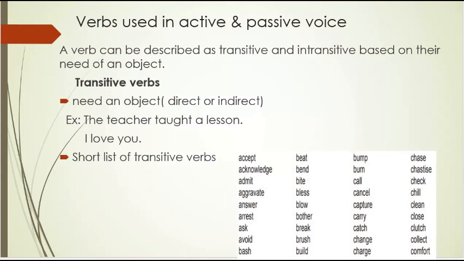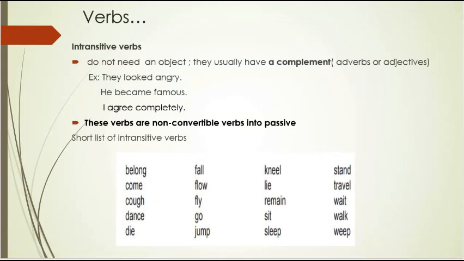The next verb is called intransitive verb. Intransitive verbs do not need an object. They usually have a complement. This complement may be an adverb or adjective. For example, They looked angry.